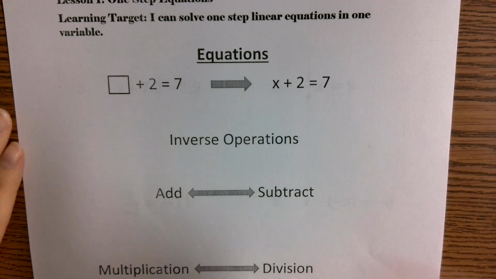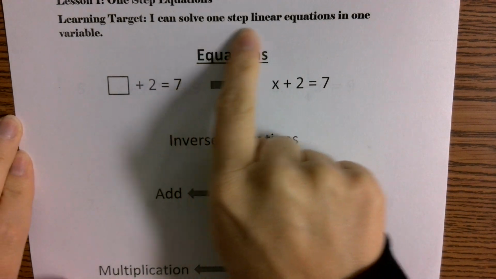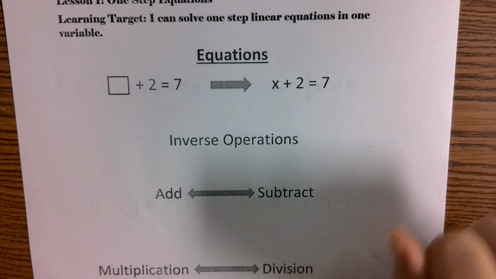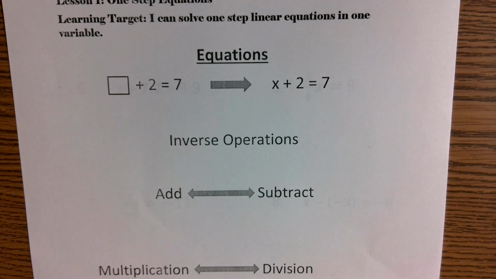All right, so our learning target for today is I can solve one-step linear equations in one variable. It's important for you guys to understand what it means by one variable. It means that you will only have one letter term. It'll be an X term. There won't be like an X and a Y.